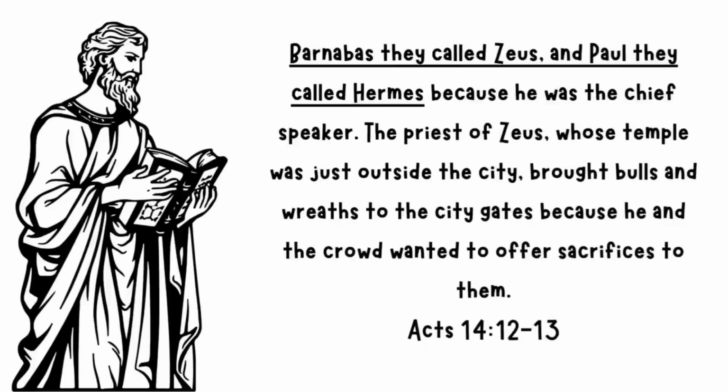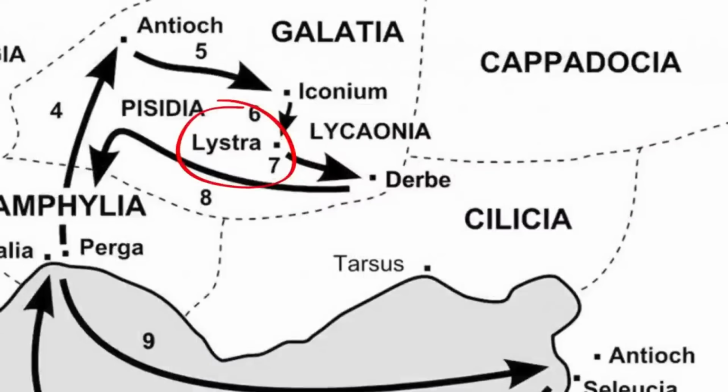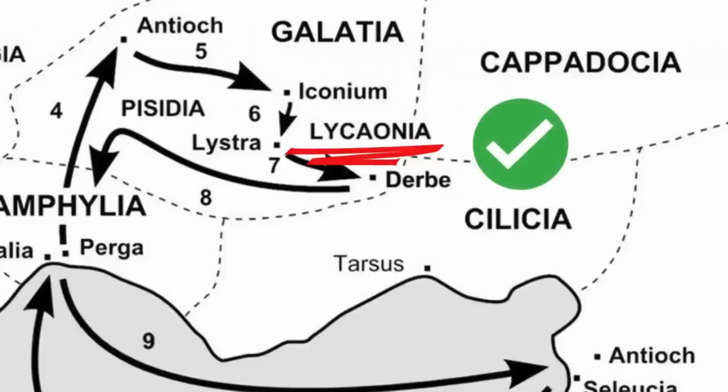They even start calling Barnabas Zeus and Paul Hermes. Now, here's the kicker. Lystra wasn't your typical Greek-speaking hotspot. Nope. Since they were living more inland, they were holding on to their own native Lycaonian language. But Luke nails it with his detail, showing that he knew his stuff.